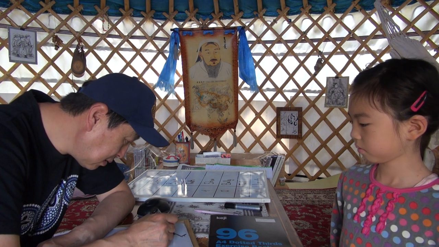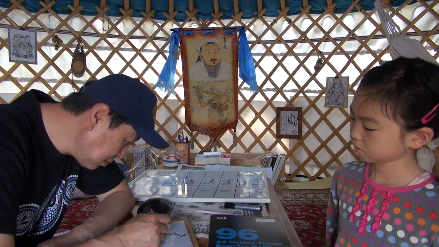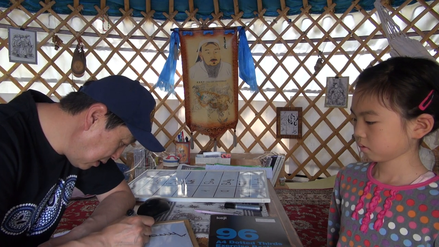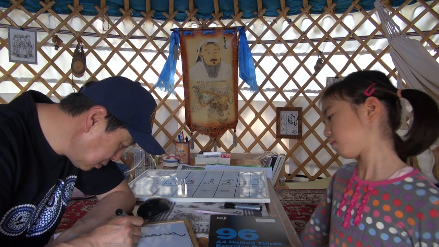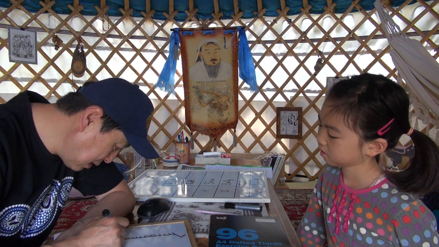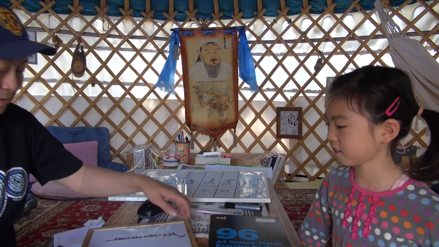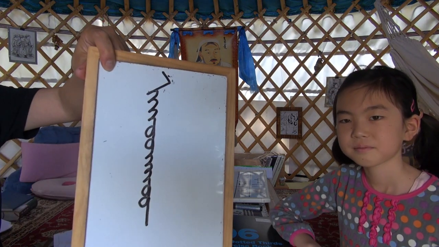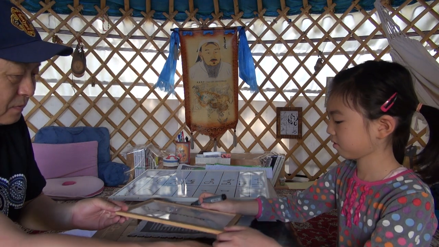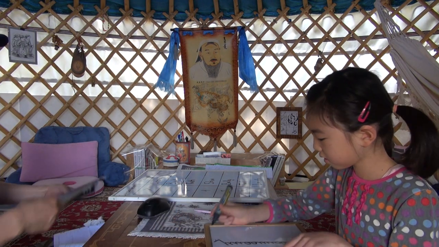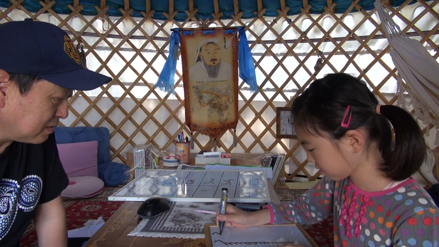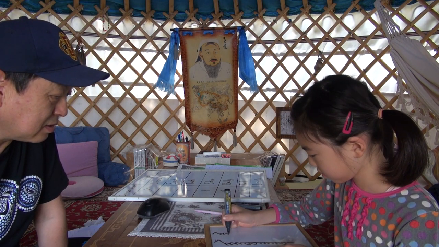Crown, add a tooth here. Tooth, belly, and then tooth, belly. This is the combination of tooth, crown, tooth, belly. You don't need this mouth. Crown. Yeah, very good.